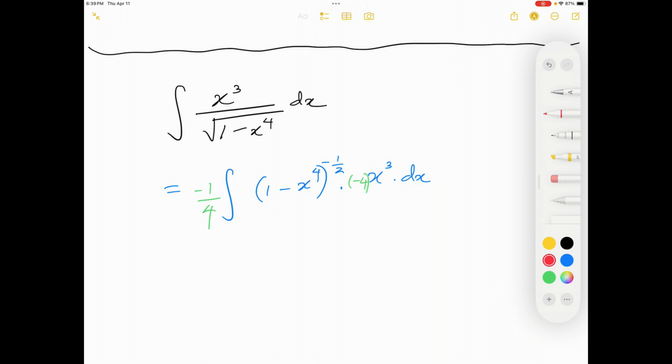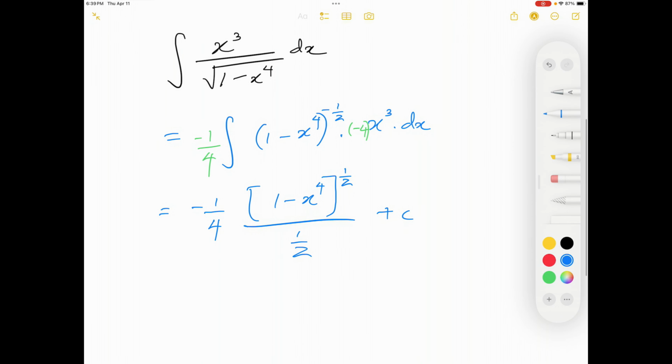Now, we have f of x, which is 1 minus x to the fourth, and right here is n, which is equal to -1/2, and all of this part is f prime x. Now we can directly apply that theorem and write down the final answer. I have -1/4 outside. f of x is 1 minus x to the fourth. n plus 1, where n is equal to -1/2, will therefore be equal to +1/2, and that is divided by +1/2. And there will be a plus c.